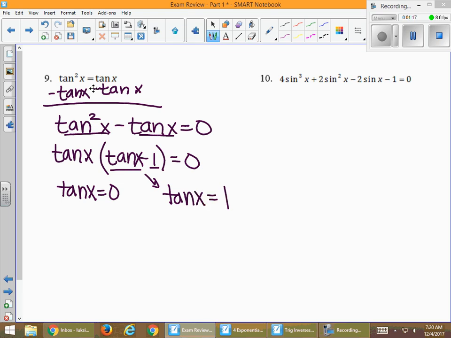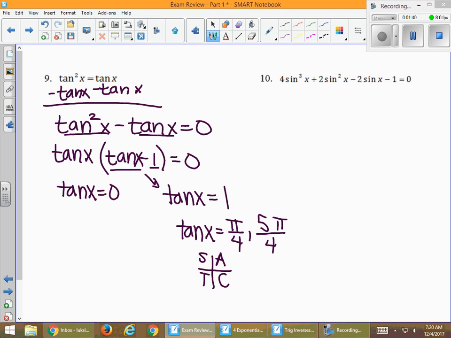We're pretty good at tangent equal to 1. That's at fourths. And tangent pi over 4 is our first quadrant value. The other pi over 4 we need is 5 pi over 4 in the third quadrant.